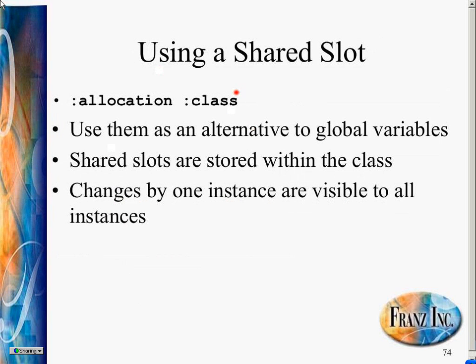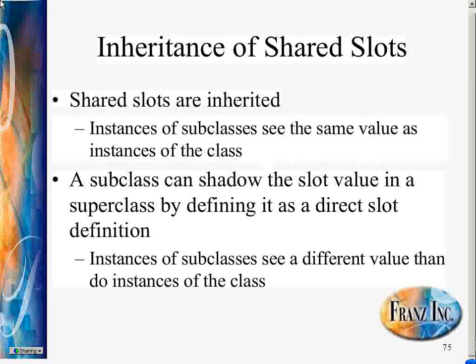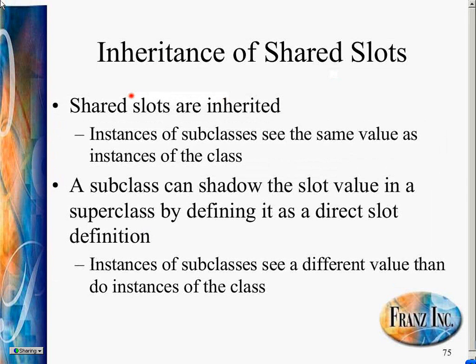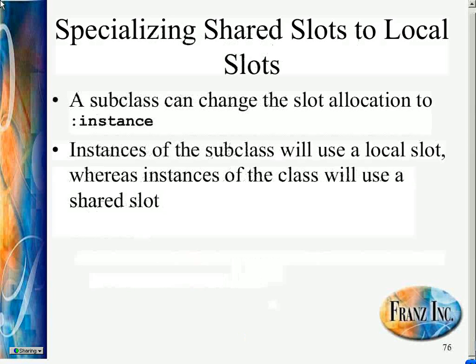So once again, here's the allocation class. When you're creating a shared slot, you can use it as an alternative to a global variable, and the shared slots are stored within the class, not the object. And when you change the value in one instance, the change is visible in all instances. Earlier, we saw how you could just write a method, and that's often just as easy a way as having a shared slot. Basically, you're probably not going to use shared slots, so I'm going to go through this very quickly, but they are inherited, and you can shadow a slot value of a superclass by defining it as a direct rather than a shared slot. And then instances of the subclass will see different values, and changing the value won't affect the other instances.